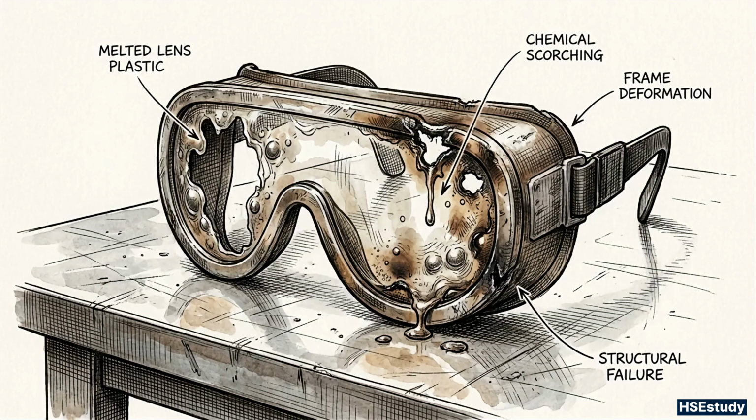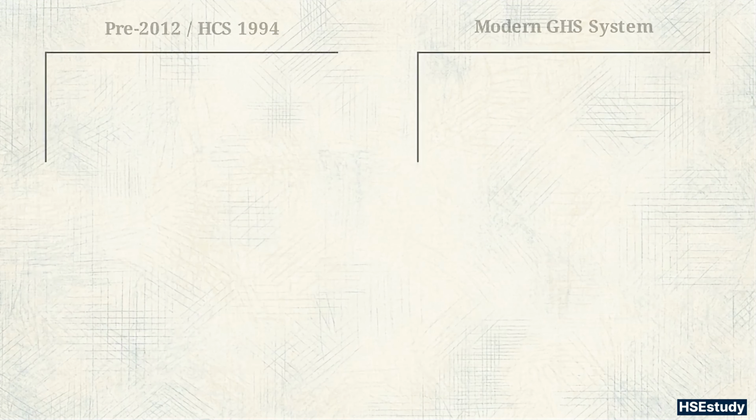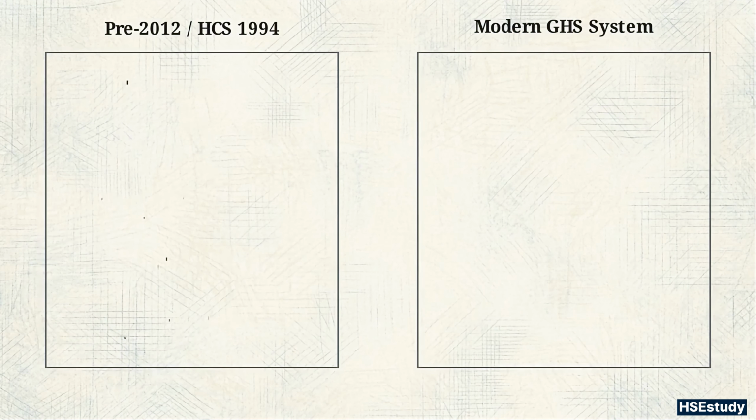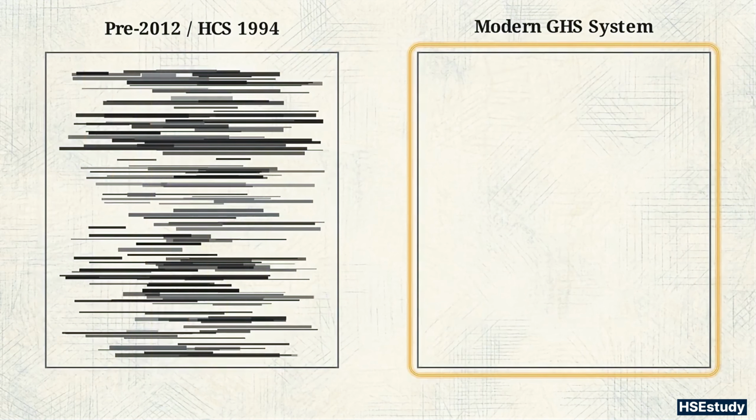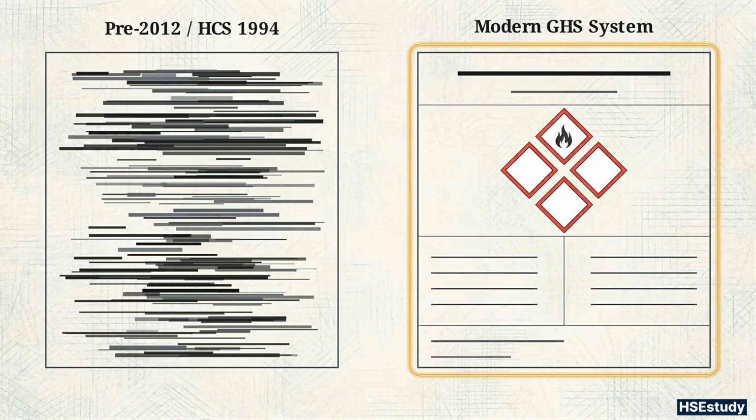Fines are just the starting point. The standard is designed to prevent confusion that leads to chemical burns and reactive explosions. The difference in clarity is immediate. On the left is the pre-2012 Hazard Communication Standard, a text-heavy, unstandardized block of information. On the right is the modern system, driven by distinct red diamond pictograms. This visual upgrade represents a specific change in requirements.